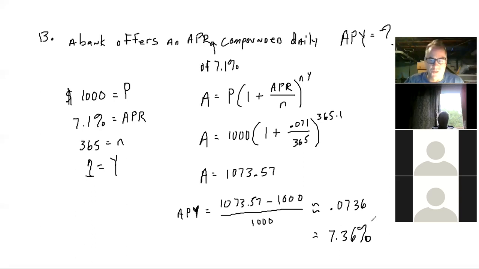Number 14 is also APY, just a different compounding period. Number 15 deals with more different compounding periods, and your APY at the end.